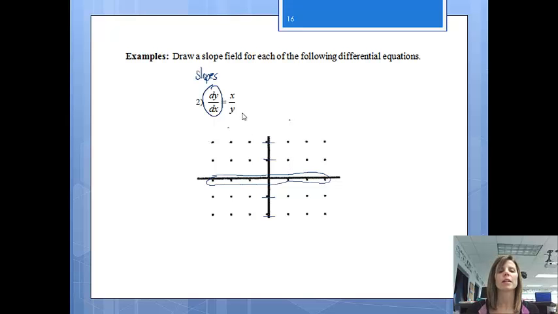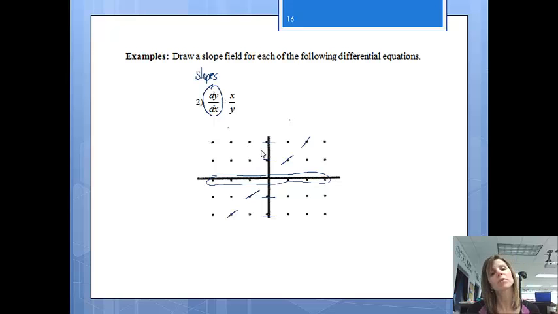I'm going to next look at where the slopes would equal 1, and I know that would be at (1, 1), (2, 2), (3, 3). So at (1, 1), my slope will be 1. At (2, 2), my slope will be 1. At (-1, -1), my slope will be 1. At (-2, -2), my slope will be 1. So hopefully those are all supposed to be in the same direction there.